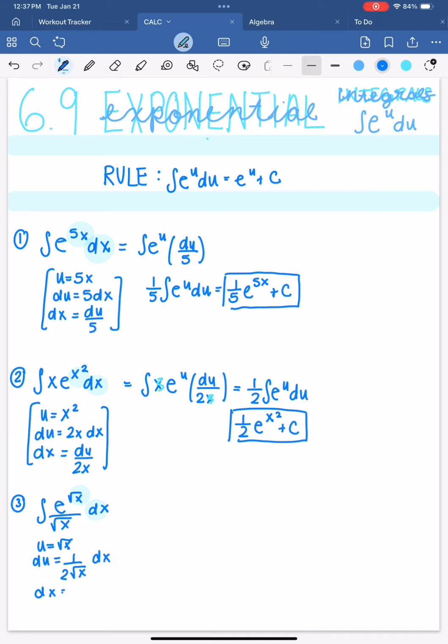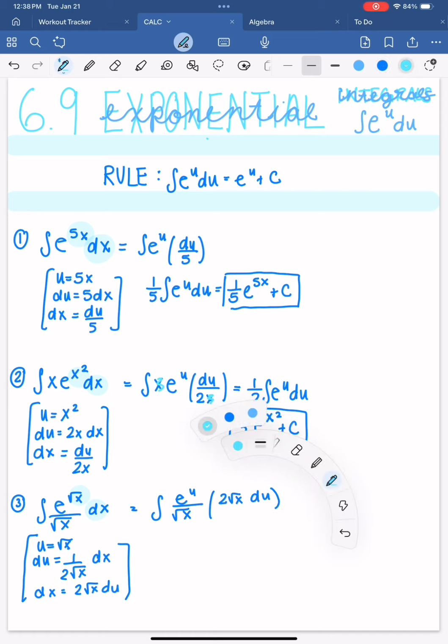And now if we're going to get dx by itself, we're going to multiply by the reciprocal, so dx is 2 rad x du. We never divide by fractions in calculus. It's complicated. So now we're going to have e to the u. We're not touching that rad x on the bottom. I didn't highlight it. And we're going to replace dx with 2 rad x du.